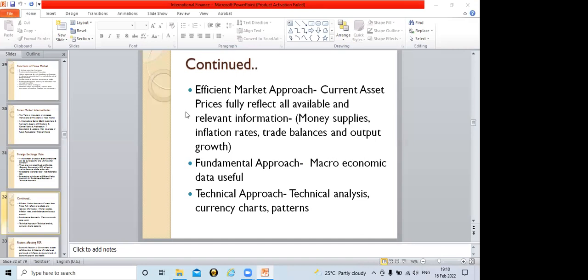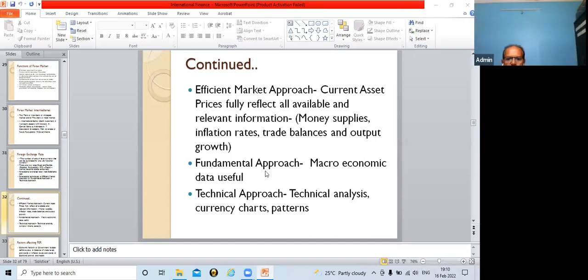Yes, sir. So, did you understand the example of the fundamental approach, which is based on macroeconomics, and what is macroeconomics, and why this data is useful? Are you following? Are you understanding?